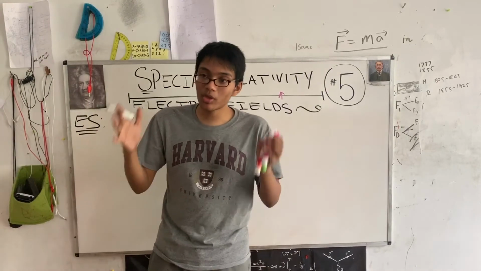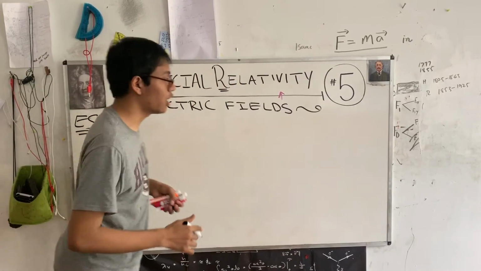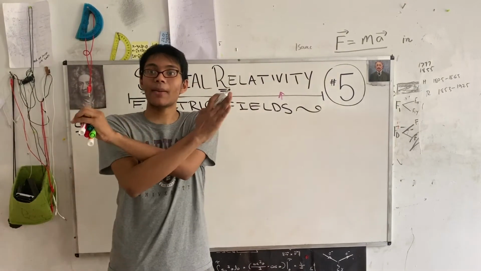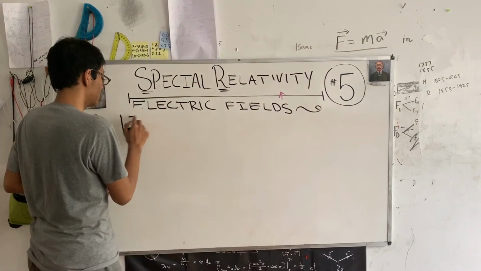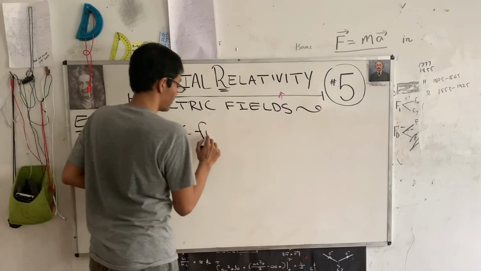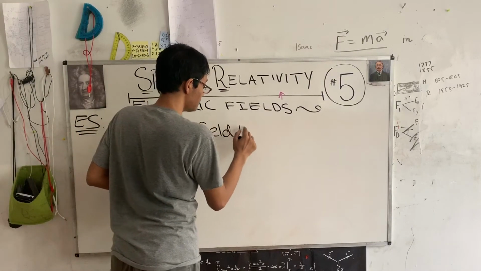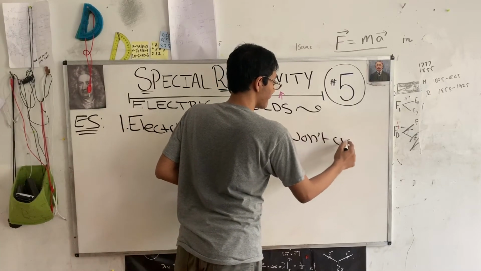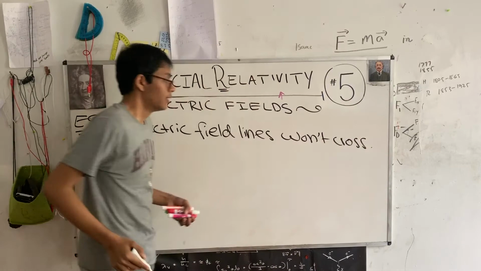First and foremost, electric field lines should not cross, right? That would mean the electric field vectors would go in opposite directions at the same point. So let's write that down. Electric field lines should not and will not cross.